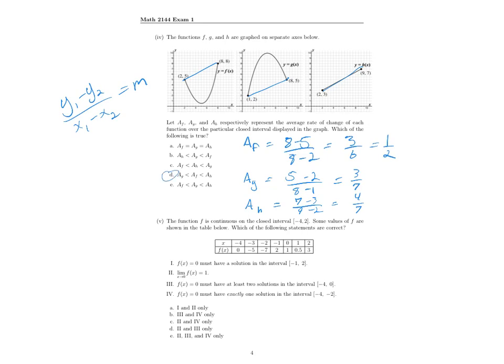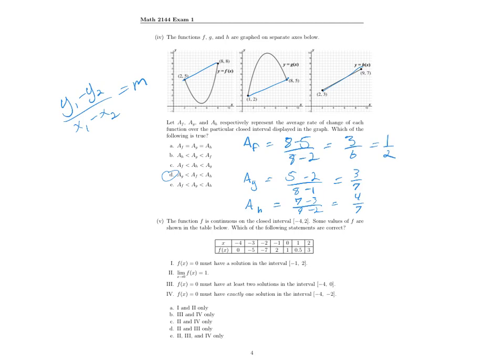So for problem 5 now, we are given a table, and we're told that the function f is continuous on the interval -4 to 2. And we are asked to determine which of these 4 statements are true and false. So the first statement is that f of x equals 0 must have a solution on the interval -1 to 2. So the thing to note about this is that we're really asking about the intermediate value theorem.